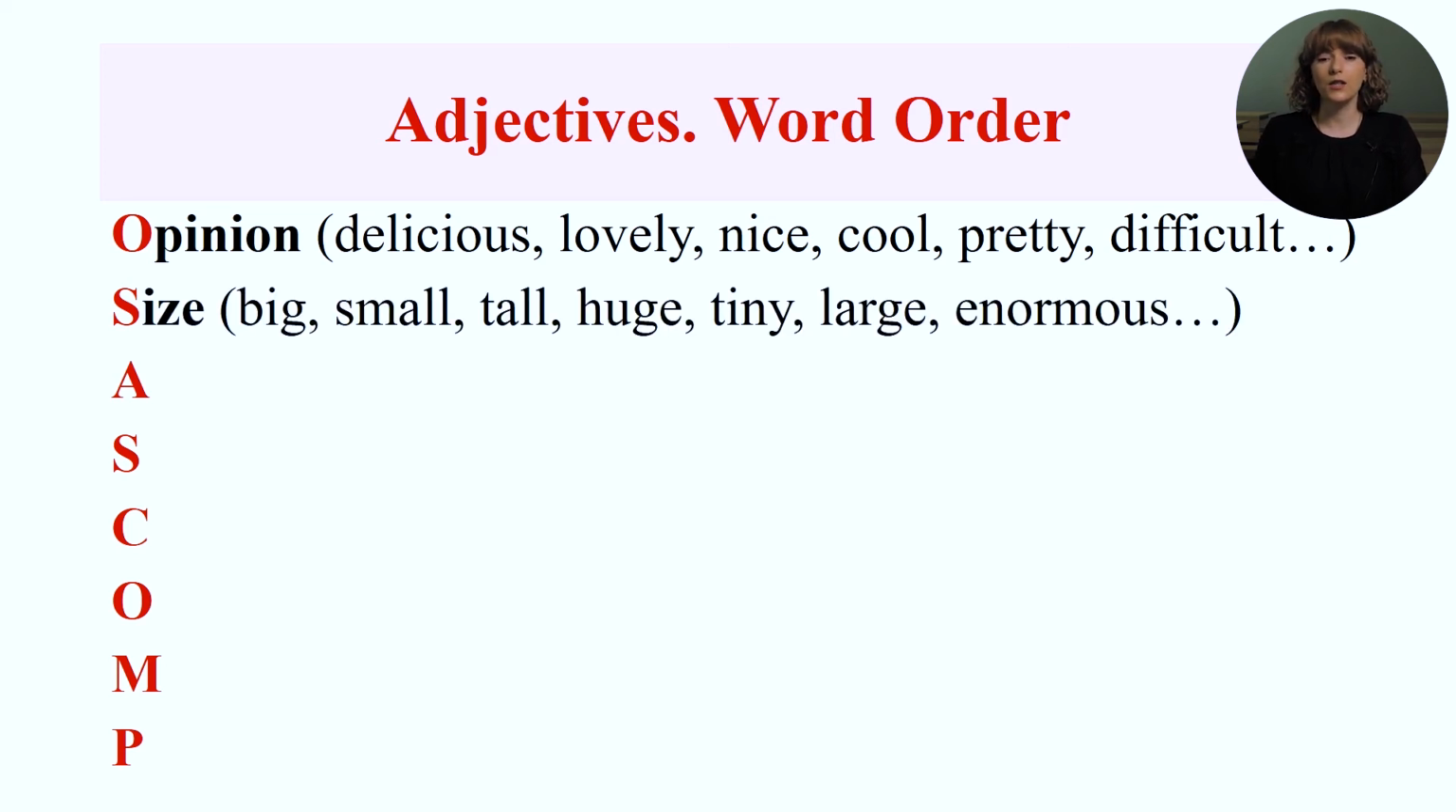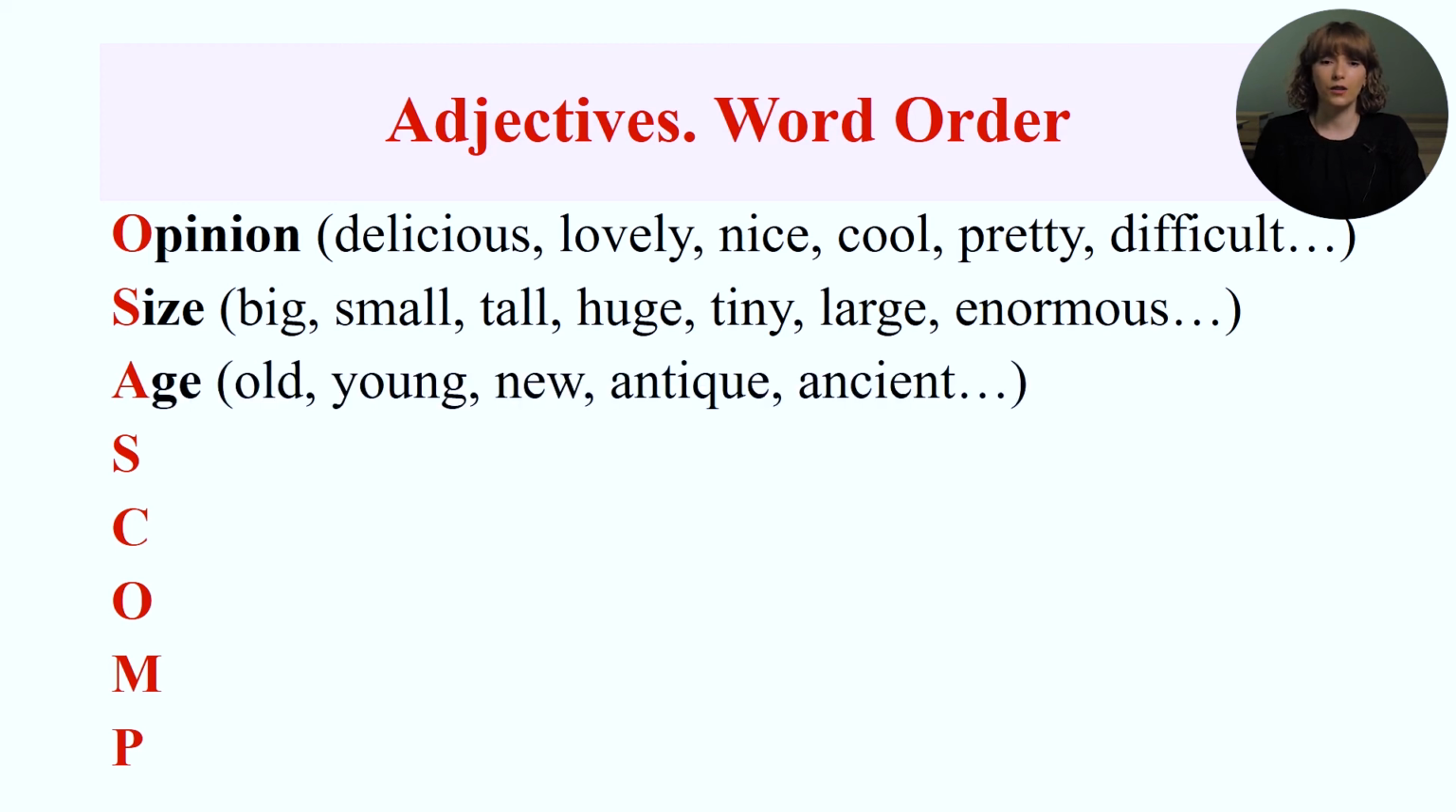Size. Adjectives about size tell us how big or small something is. Examples: big, small, tall, huge, tiny, large, enormous. Age. Adjectives of age tell us how old someone or something is. How old is it? Some examples of adjectives referring to age are old, young, new, antique, ancient.